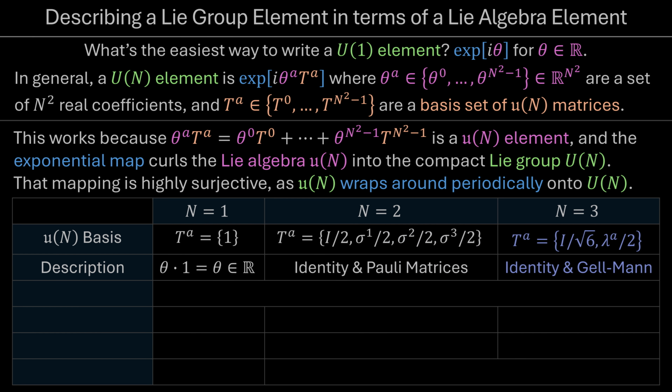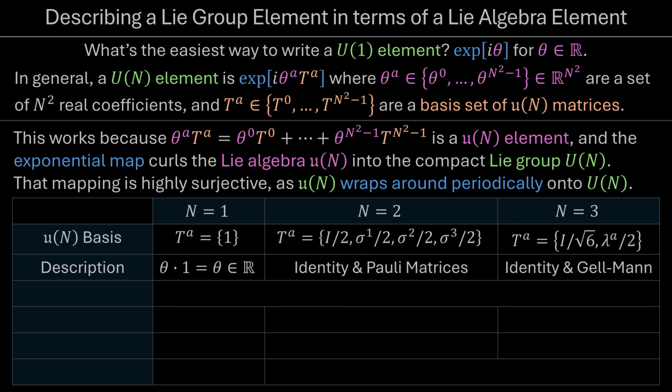And then if we look at n equals 3, our generators are given by the identity, as well as the Gell-Mann matrices, and typically one bakes in a factor of root 6 on the identity matrix, which is the square root of twice the dimension you're working within. And on the Gell-Mann matrices, we're going to go ahead and bake in a factor of 1/2. And just as we saw with n equals 2, for n equals 3, these generators are all orthogonal and Hermitian.